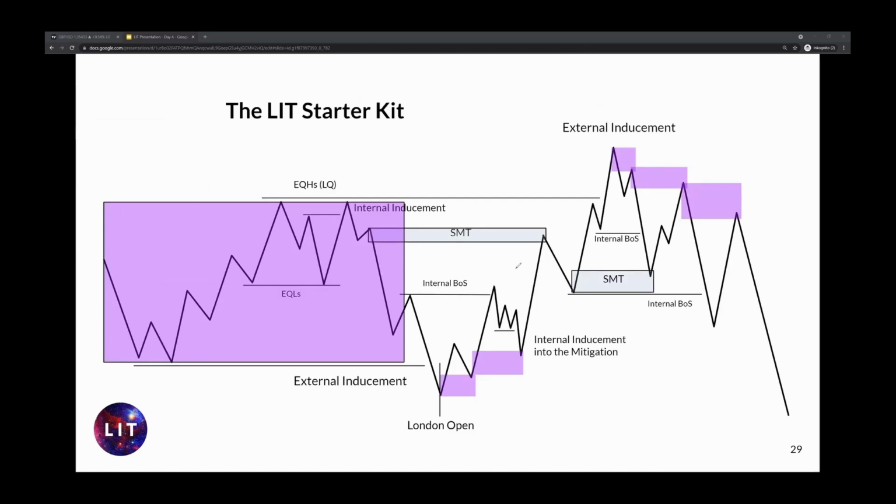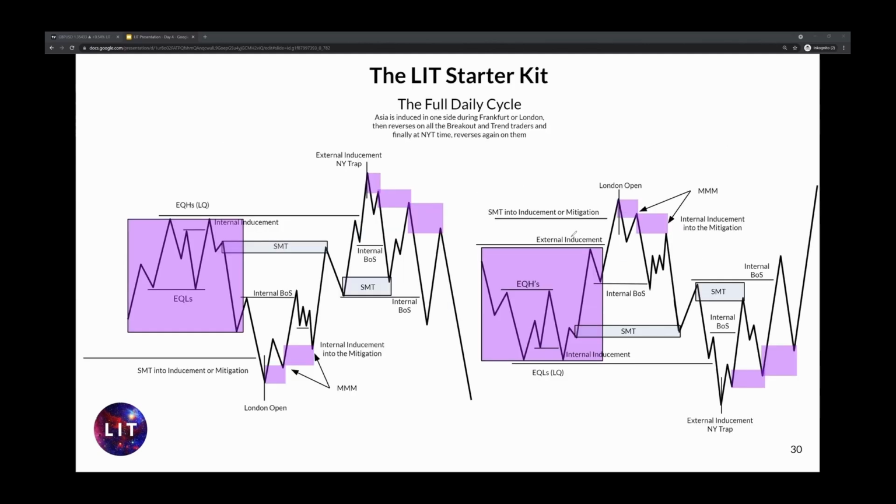Then we had our starter kit. Again, that's just a perfect example of a perfect day, where everything is done the perfect way and everything lines up with liquidity. We'll also give you this in the comments. And again, you flip it upside down to have both perfect scenarios in here.